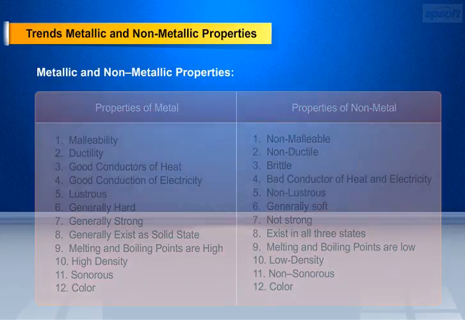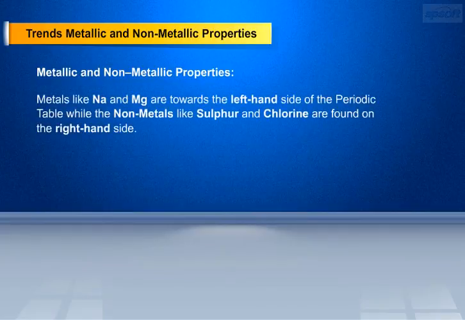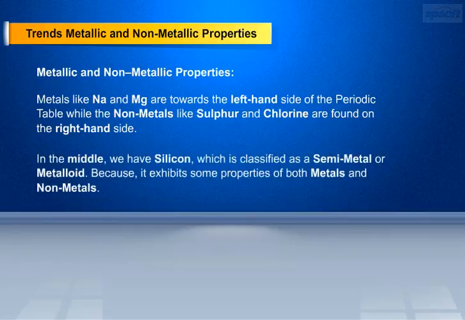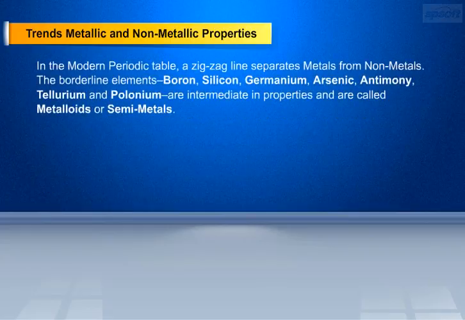Examples of a few metals and non-metals in the periodic table. Metals like sodium and magnesium are towards the left-hand side of the periodic table, while non-metals like sulfur and chlorine are found on the right-hand side. In the middle, we have silicon, which is classified as a semi-metal or metalloid, because it exhibits some properties of both metals and non-metals. Representation of metals, non-metals, metalloids in the modern periodic table.